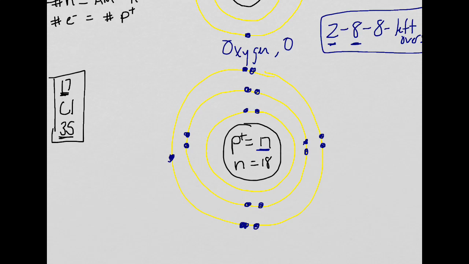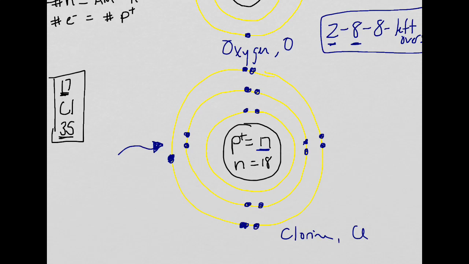So that's 17. So what we have here is this outer shell is not full, right? Chlorine would love to have one more electron, and it often does take that one electron or share that electron with somebody. Share an electron to fill that outer shell. Okay, let's label him. Chlorine, Cl. And that's it.